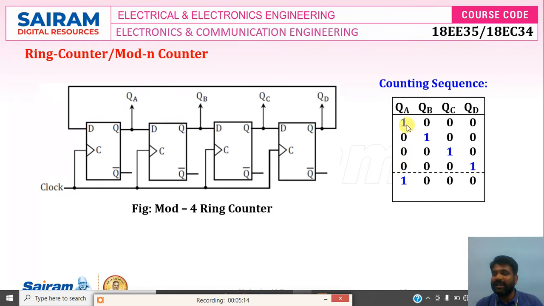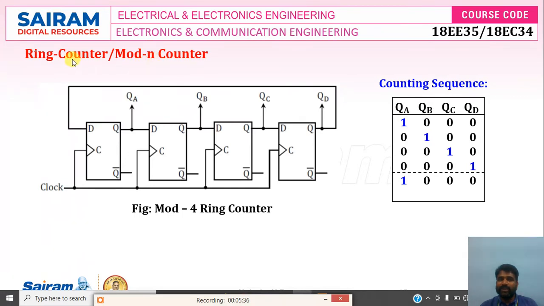Number of distinct states. See how many distinct states are there? 1, 2, 3, 4 distinct states are there. Again it is repeating, so it won't be considered. That is why here 4 states are there. So how many flip-flops are used? 4. Hence it is called a mod n counter, where n is the number of flip-flops.